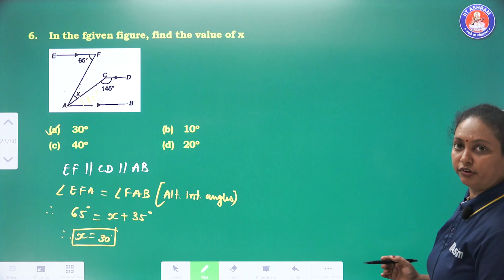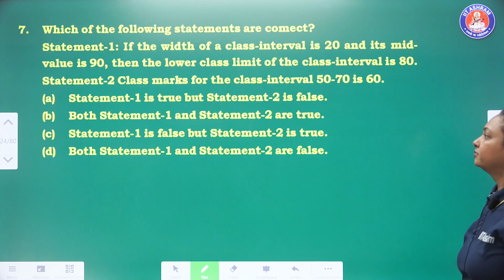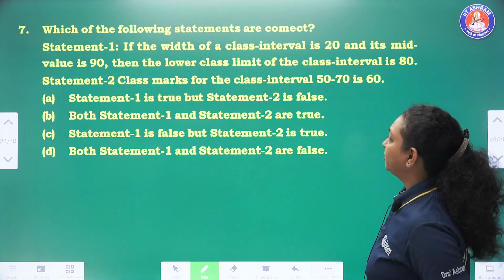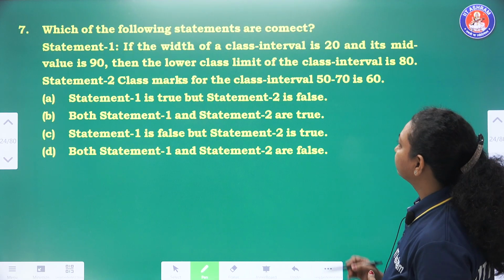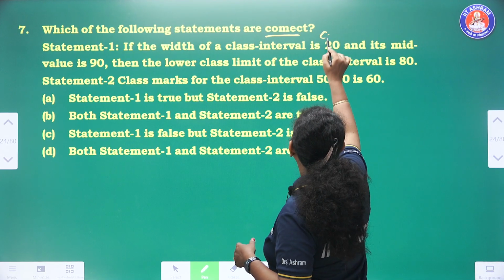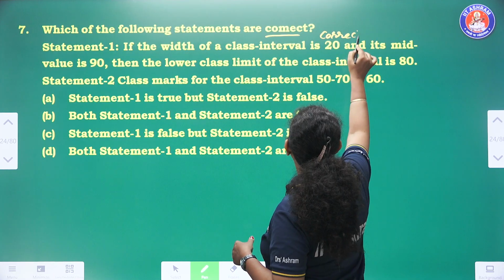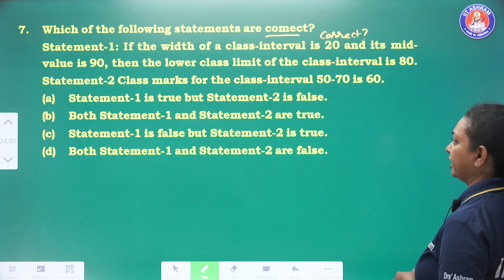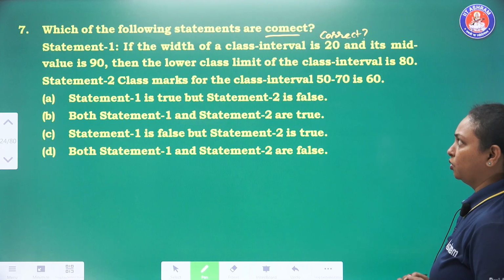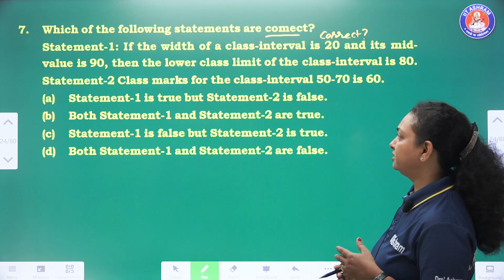Okay, can we move on to the next? Which of the following statements are correct? Statement 1: if the width of the class interval is 20 and its mid value is 90, then the lower class limit of the class interval is 80.